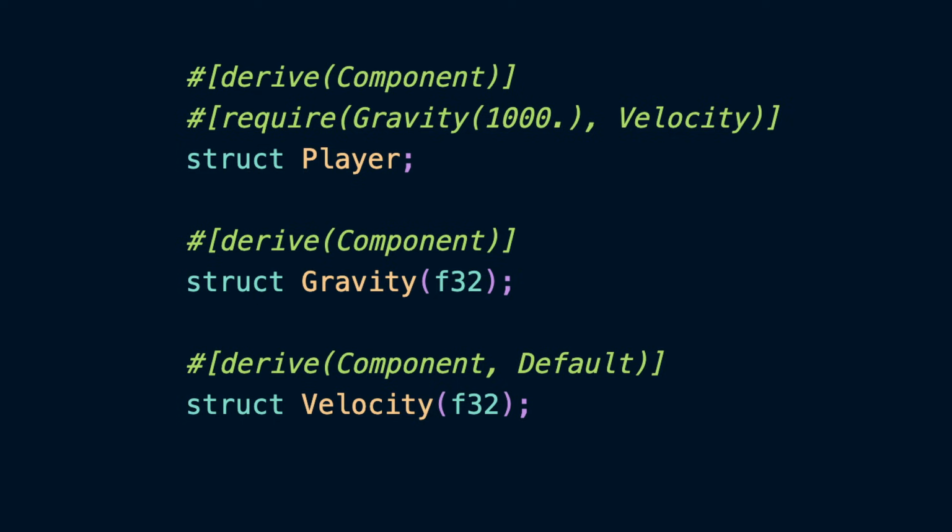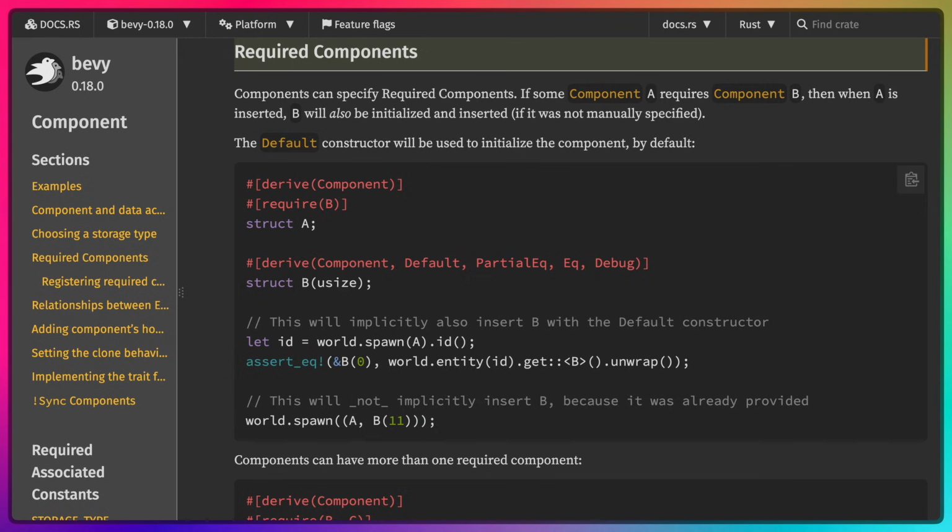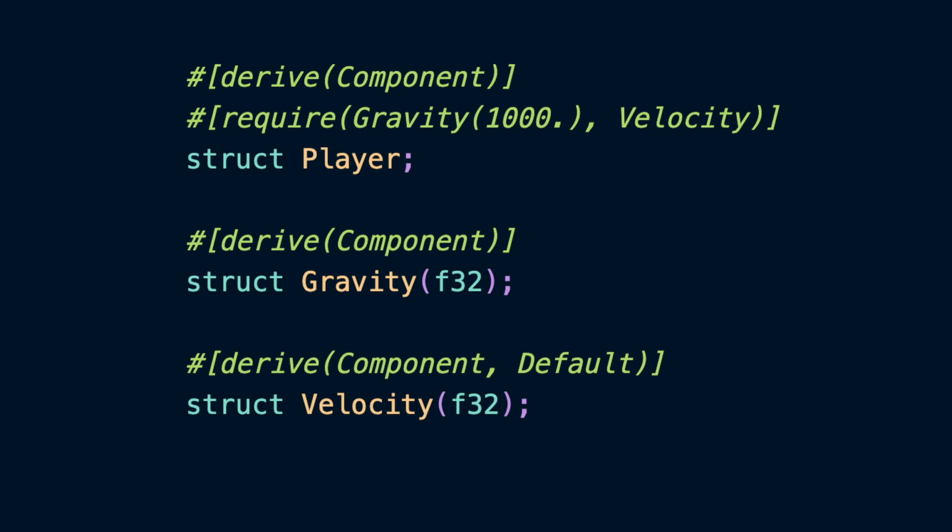The player component allows us to differentiate the player entity from other entities when querying for data in our systems. It also requires the other 2 components, gravity and velocity. This is a Bevy feature called required components, which allows us to guarantee that if we insert the player component on an entity, then these other components will also get inserted as well.